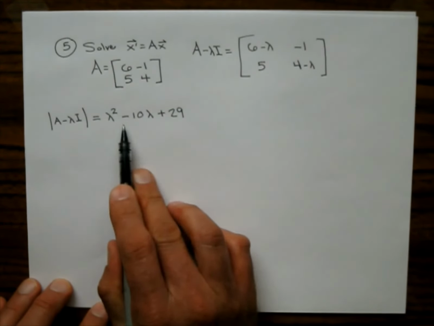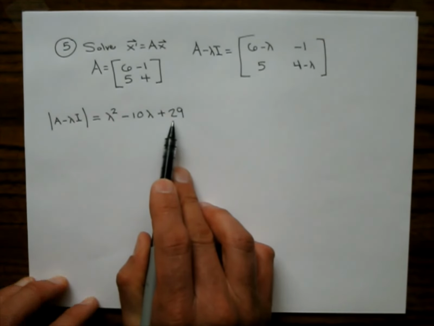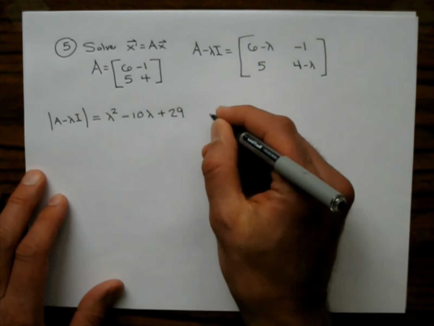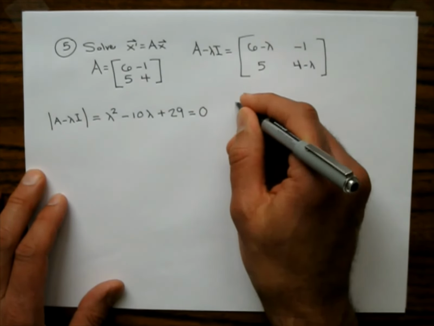And when we go to factor this over the rational numbers, we're not able to do that. So because we're setting this equal to 0, we have to use the quadratic formula.